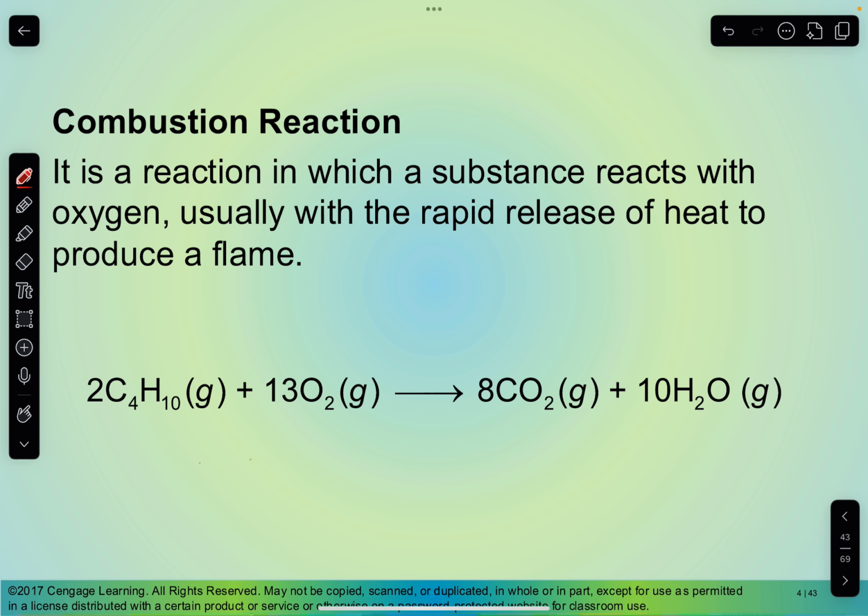A combustion reaction is when you have a substance, usually a carbohydrate, so something with carbon and hydrogen in it, that reacts with oxygen and is going to become CO2 and H2O every time.